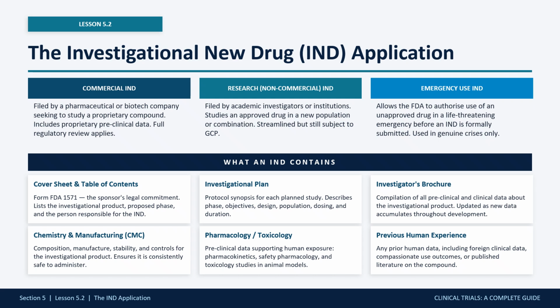What does an IND contain? 6 key sections. The cover sheet, Form FDA 1571, is the sponsor's legal commitment to the FDA. The investigational plan provides a protocol synopsis for each planned study. The investigator's brochure compiles all preclinical and clinical data about the drug and is updated continuously throughout development.